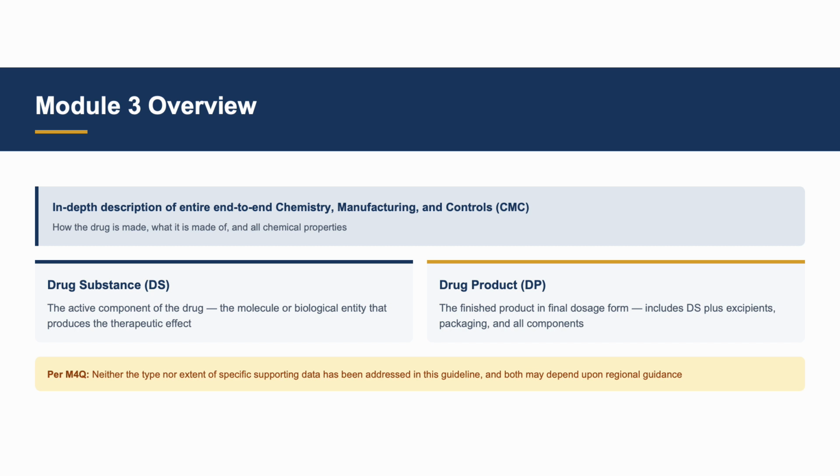The drug substance is the active component of the drug, the molecule or biological entity that produces the therapeutic effect. For a small molecule drug, this would be the synthesized active pharmaceutical ingredient. For a biologic, this would be the purified protein or other biological material. The drug product is the finished product in its final dosage form. It includes the drug substance plus all excipients, and is manufactured in its final container closure system. The drug product is what is actually administered to patients.